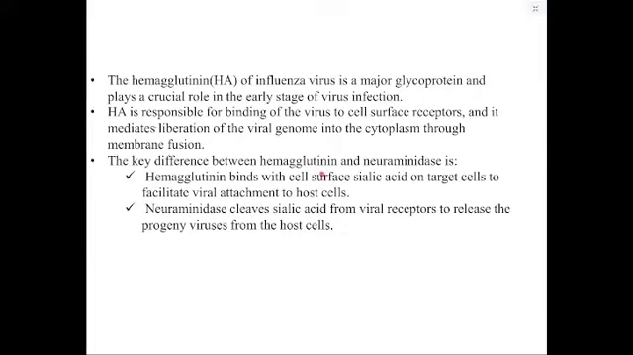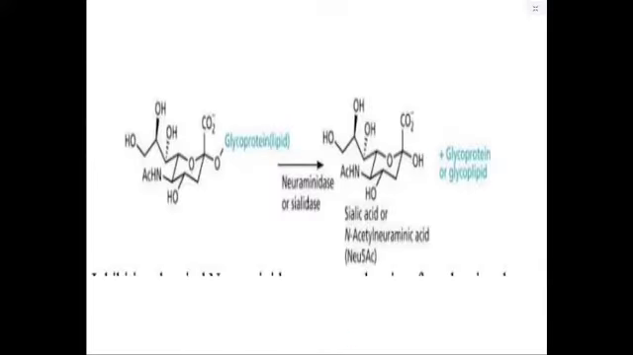The key difference between hemagglutinin and neuraminidase is that hemagglutinin binds with cell surface sialic acid on target cells to facilitate viral attachment to host cells. Neuraminidase cleaves the sialic acid from viral receptors to release the progeny virus from the host cell. So one is an enzyme, the other one is a protein. The protein comes in and binds the sialic acid. It could bind it even through its sugar moieties, through glycosidic bonds. And once it first binds, then the neuraminidase enzyme is the one that cleaves.